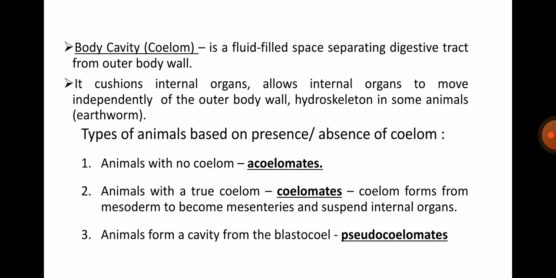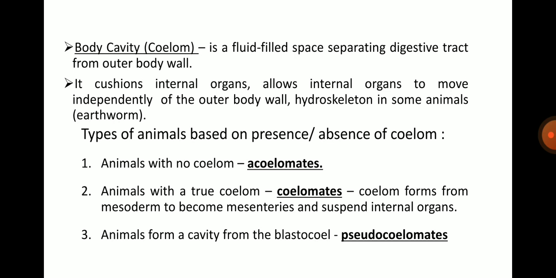So this coelom cushions internal organs, allows internal organs to move independently of the outer body wall. Then it acts as a hydroskeleton in some animals such as earthworms. So types of animals based on presence or absence of coelom. Depending on which the animals are classified as the acoelomates, that is the animals with no coelom; coelomates, the animals with a true coelom, that is the coelom here forms from the mesoderm to become mesenteries and suspend internal organs, and the pseudocoelomates are the animals which form a cavity from the blastocoel.